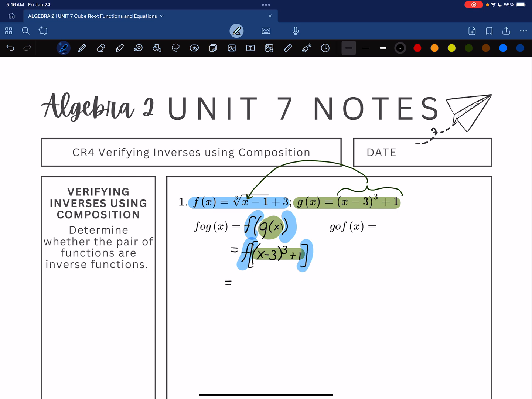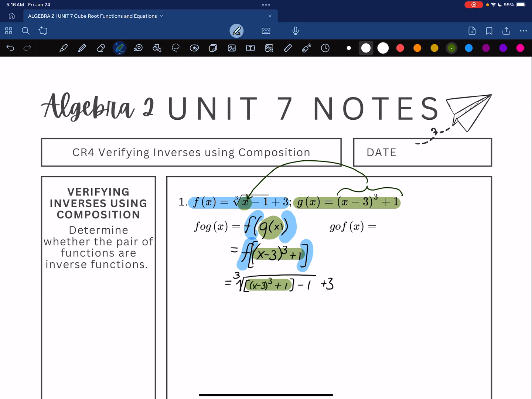What is the f function? It is to take the cube root of my input, subtract 1 from it, and then after that, add 3. Now, what goes on the inside right there? That's going to be my x minus 3 cubed plus 1. So that is what I plugged into my blue function, in place of that x is the green function's rule.